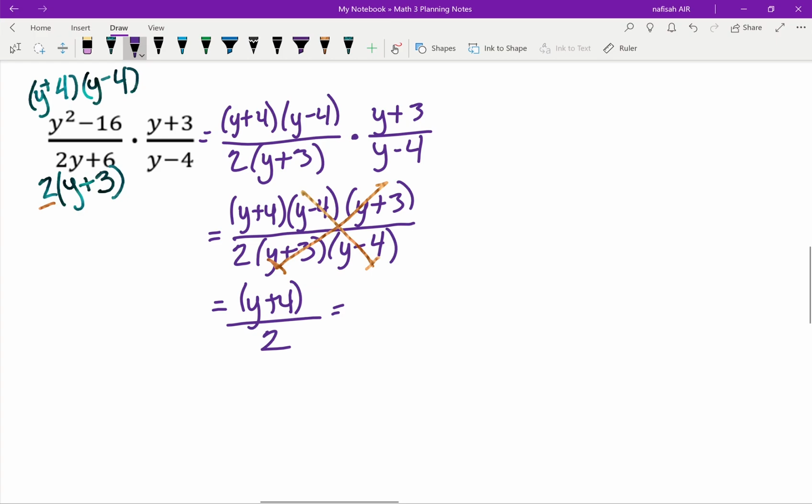Because it's just one term, you don't have to use your parentheses. If you had more than one, I mean, it's just one factor. If you had more than one set of parentheses, then you would need it. But because you only have the one factor, the y plus 4, you're good.